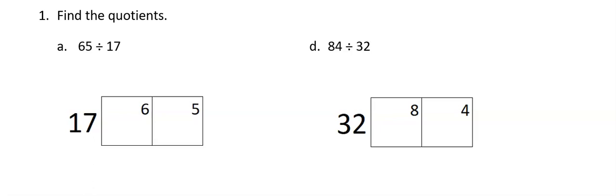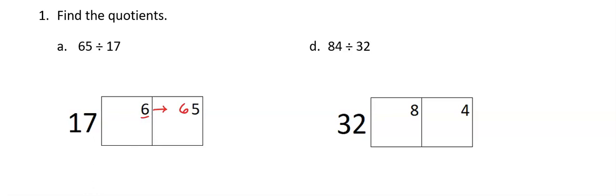The first question is 65 divided by 17, which means I'm trying to figure out how many groups of 17 I can get out of the number 65. In my division box, I would look at the first number and think, how many 17s could I get out of 6? Well, I can't get any 17s out of 6, so I'm going to move the 6 over to the next box. My new question is, how many 17s could I get out of 65?